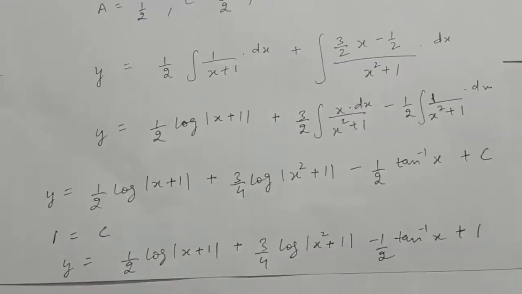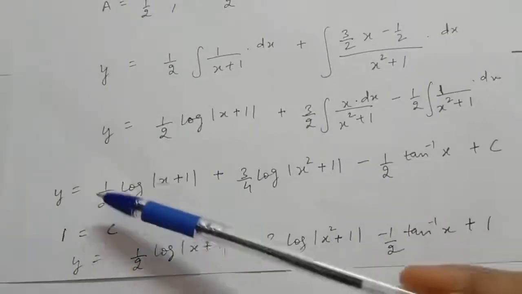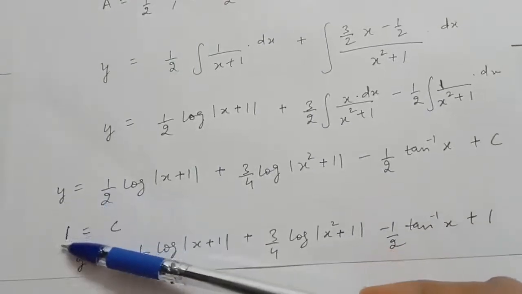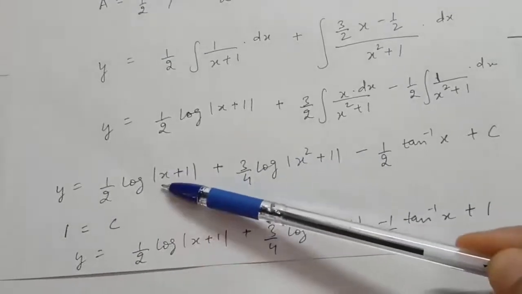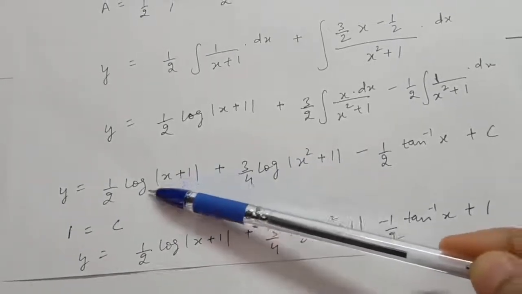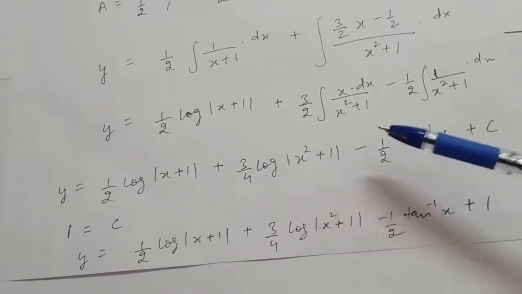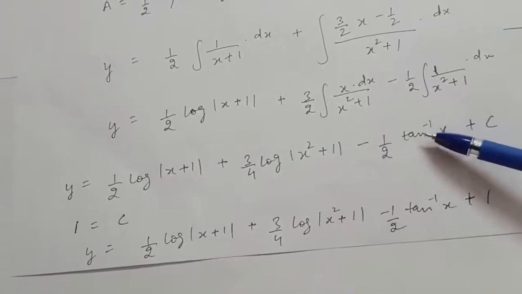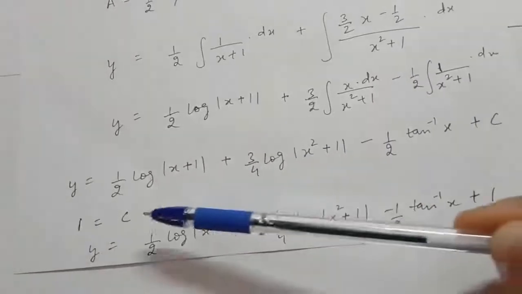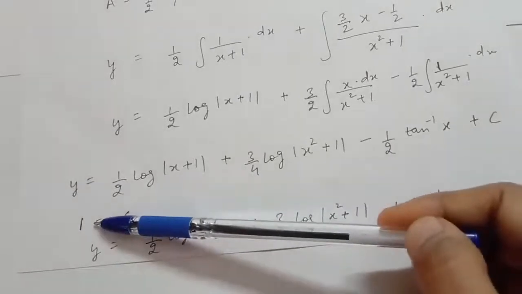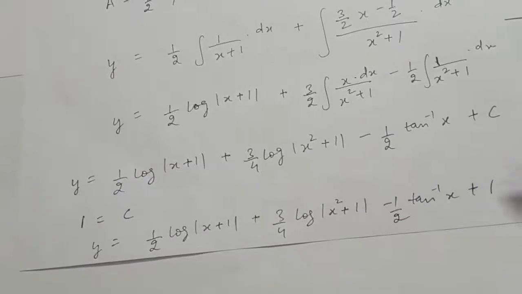Now use the information given. When x is equal to 0, y is equal to 1. To get the value of c, in place of y write down 1 and in place of x write down 0. So when you write 0 here in place of x, log 1 is 0. This will also become log 1 which is 0, and this is tan inverse 0, and tan inverse 0 is also 0. So you will get just c on the right hand side. So value of c is 1. Therefore now the particular solution will be this. In place of c just write down 1.